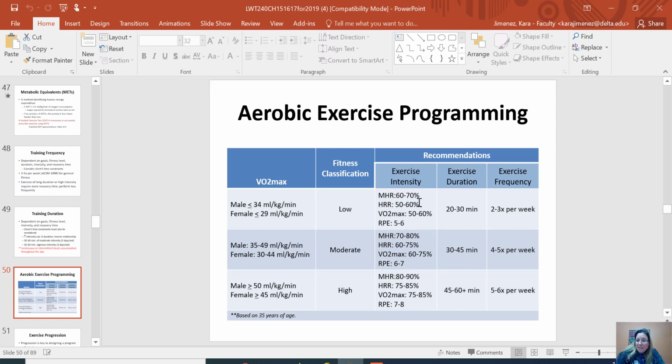So here's your recommended intensity based on which method you use. If I'm going to use the age-predicted max heart rate, it's 60 to 70% of that. If I'm going to use the Karvonen method, 50 to 60% is a good range. If I'm going to use an RPE, a 5 and a 6 is good. The recommended duration, 20 to 30 minutes, 2 to 3 days per week. As their fitness level goes up and their VO2 score goes up as well, you can see the intensity, the duration, the frequency, they all tend to increase. So this is just a cheat sheet to walk you through how I should program for my particular client.